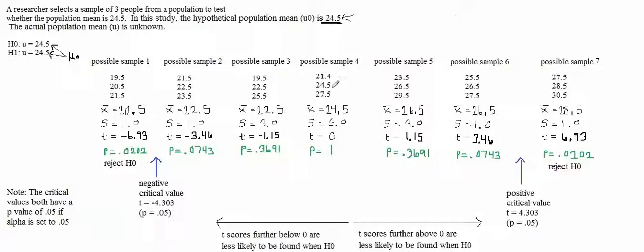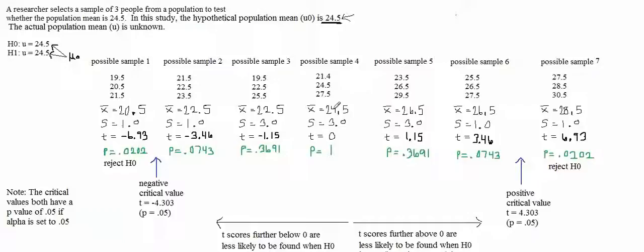Well, if I get a sample of 3 people with a sample mean that equals the hypothetical number that I selected, then the t-score will be 0. The t-score is 0 when the mean of your sample equals the hypothetical value that you selected as a possible population mean.